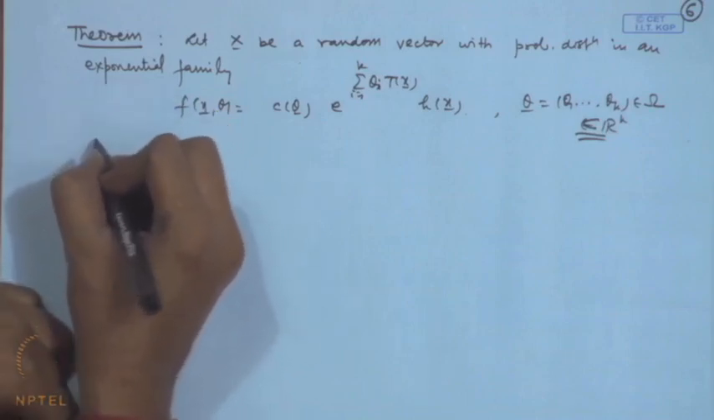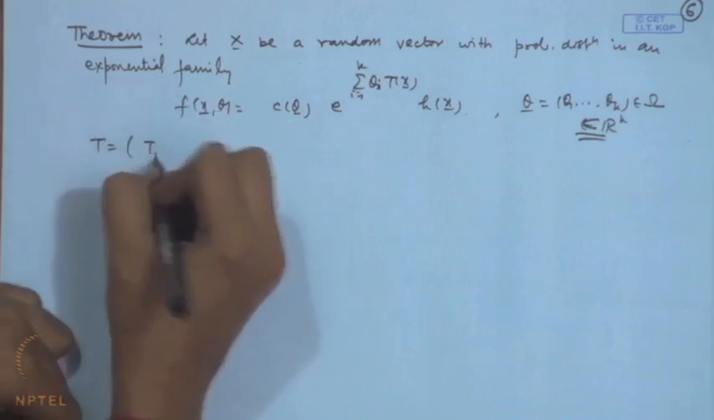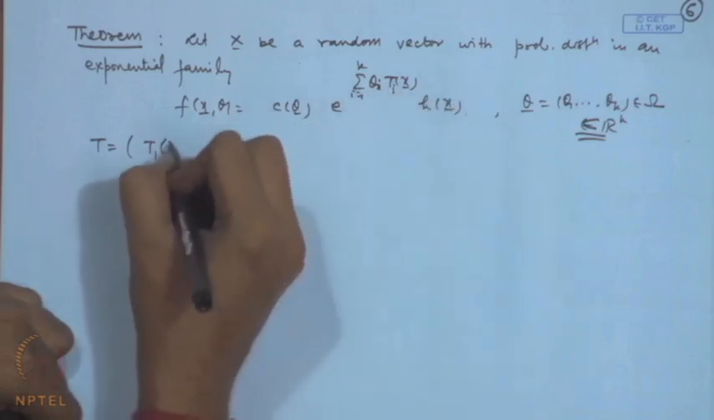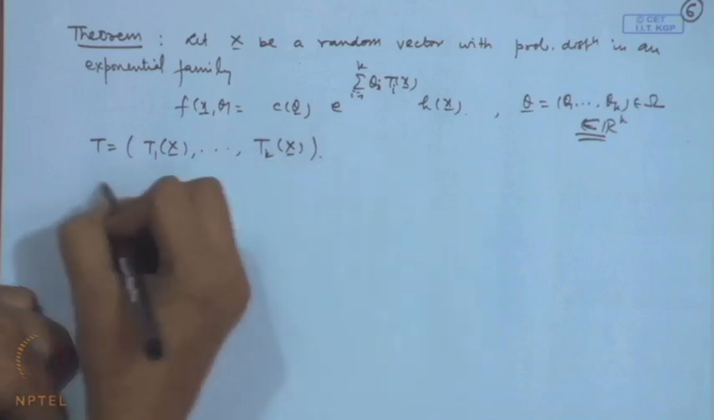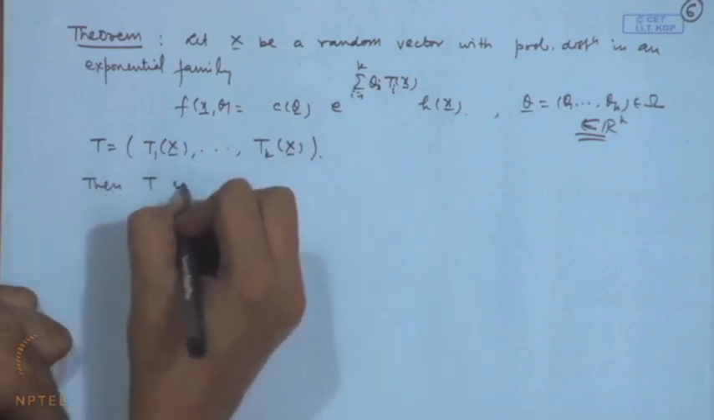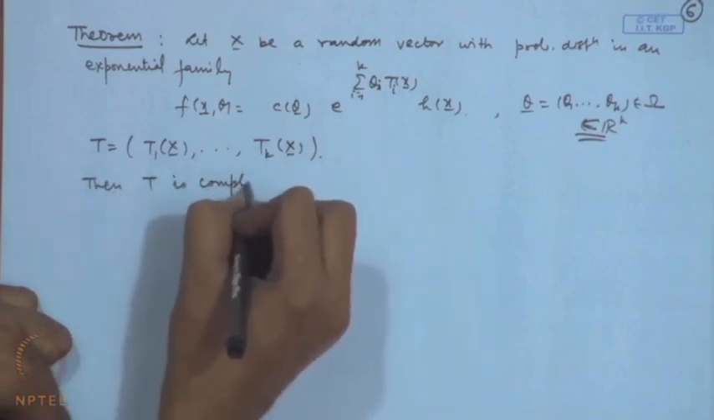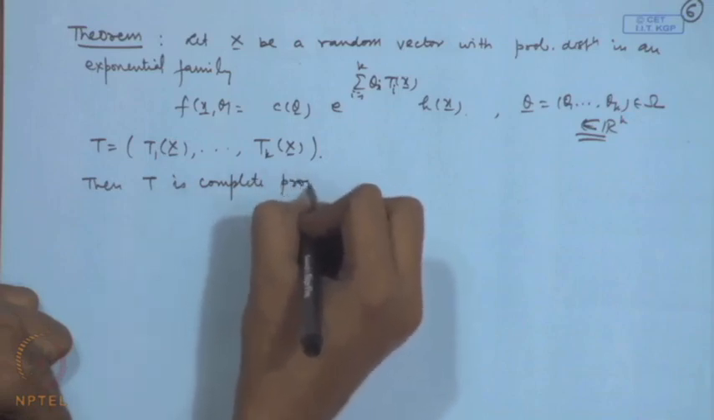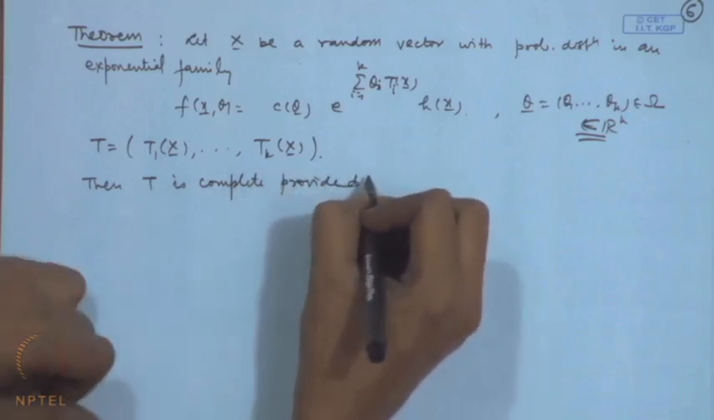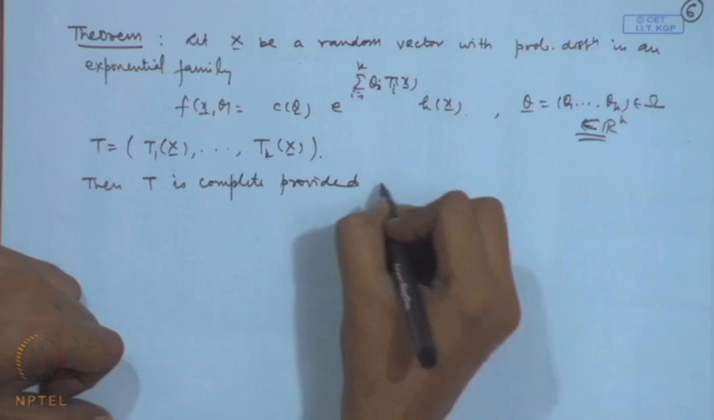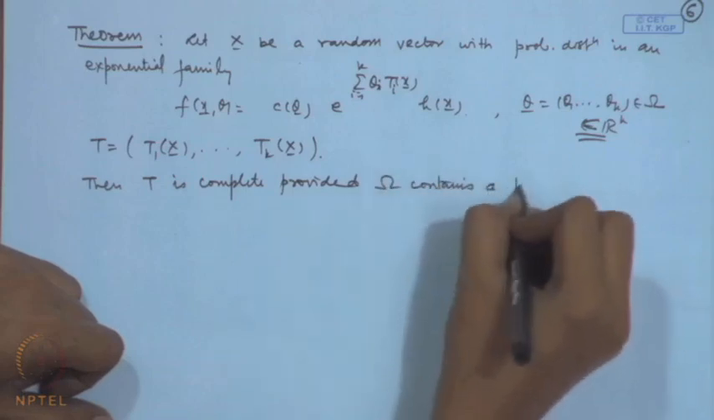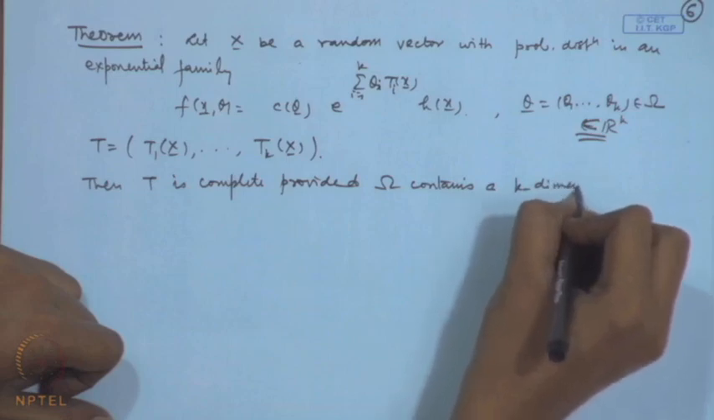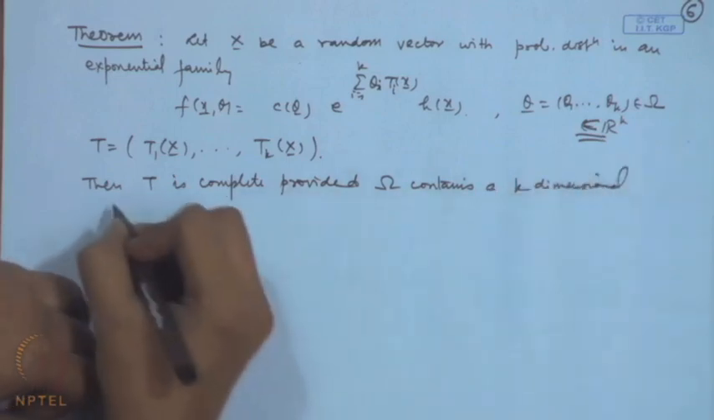Let us write T as (T1(x), ..., Tk(x)), then T is complete provided omega contains a k dimensional rectangle.